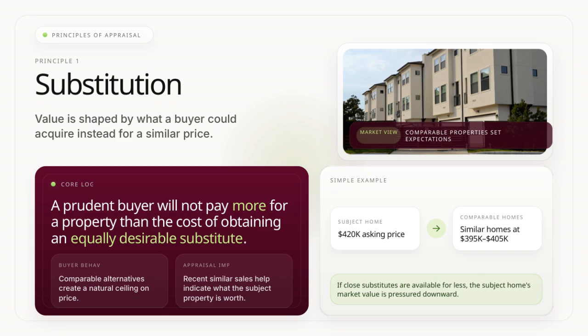Buyers look for the best value, and if something similar can be found for less, the more expensive option becomes less attractive. The appraisal process uses recent sales of comparable properties to help determine the value of the subject property. For example, if the home we're appraising is asking $420,000, but similar homes are selling between $395,000 and $405,000, this puts downward pressure on the asking price. Essentially, buyers will expect the market value to align closer to those comparable sales rather than the higher asking price. This keeps property values realistic and grounded in what the market will bear.